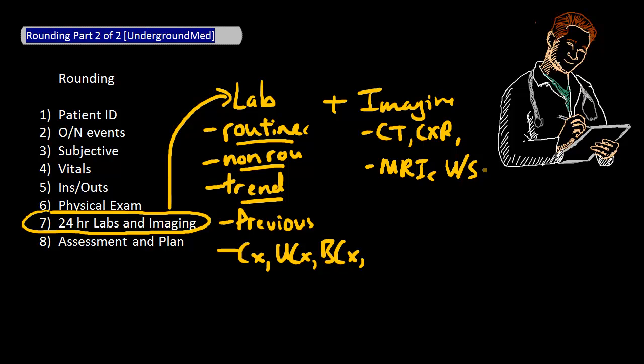An example of how I present my lab and imaging results is the following. Patient's CBC is notable for a WBC of 13, down from 15 yesterday, otherwise normal. BMP and LFT are unremarkable. Patient's glucose level has been running a little bit high, between 210 and 220 overnight. Urine cultures and blood cultures show no growth at 2 and 3 days respectively. The chest x-ray showed normal cardiopulmonary findings.